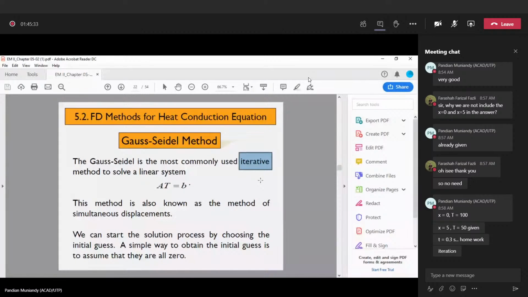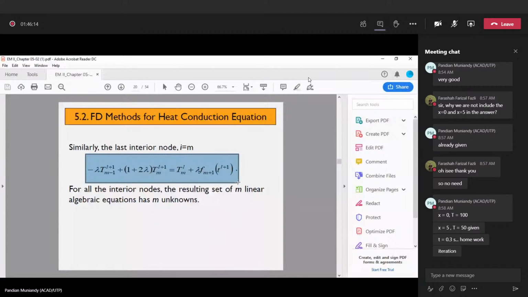We don't use it. But now it is very important because this is advanced level. So we use this keyword iterative method to solve what? Solve linear system. What is this linear system? AT equals B. This is very important. A is the matrix. It's the general acronym or notation for matrix. T is the temperature and B is constant. That's why they want you to write this form. So you can create the matrix.